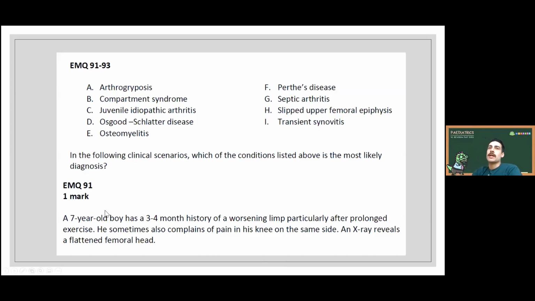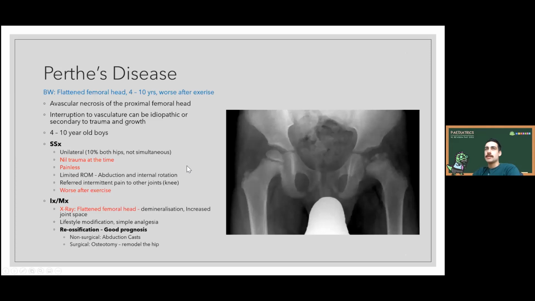Great. So the buzzword's flattened femoral head there. So it's Perthes disease. Perthes disease is characterized as avascular necrosis of the proximal femur head. So this can be idiopathic, interruption of the vasculature to the femoral head, or secondary to some trauma or growth. But essentially, as you can see in this X-ray, you get that bone demineralization of the femoral head.